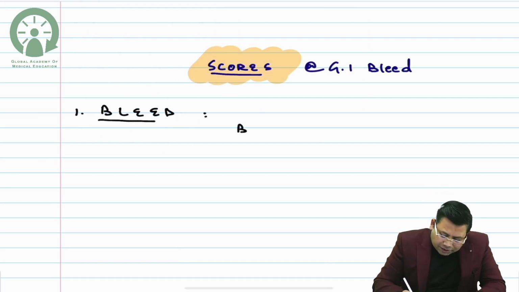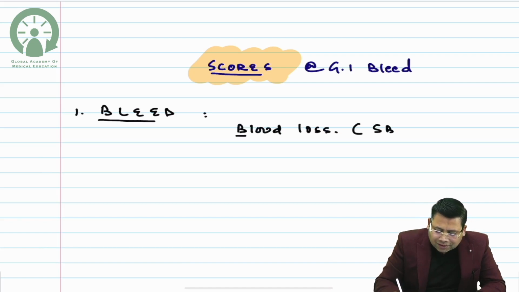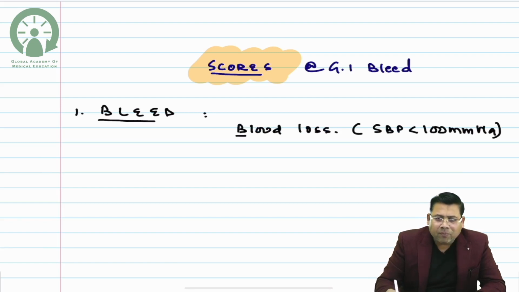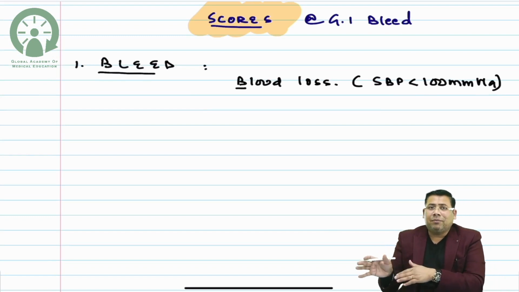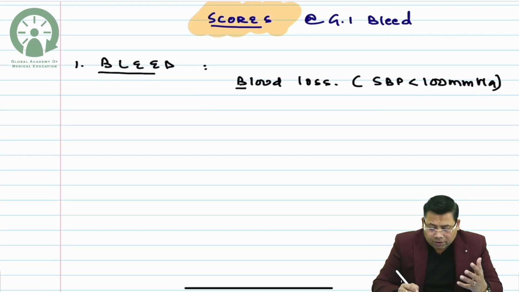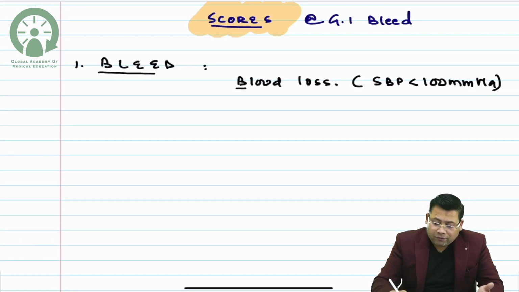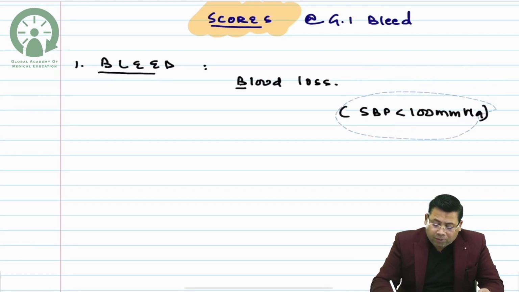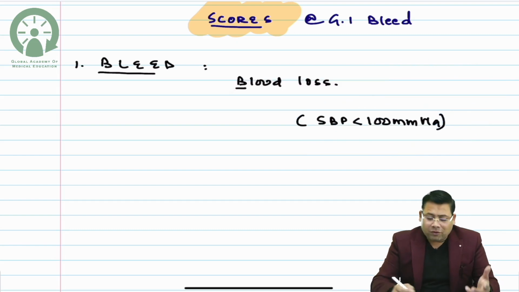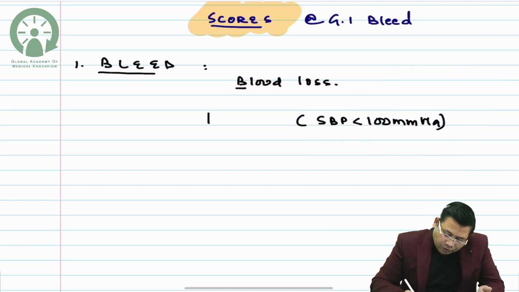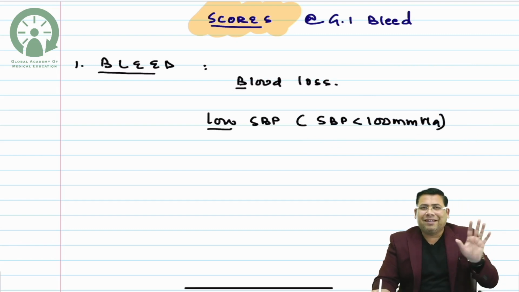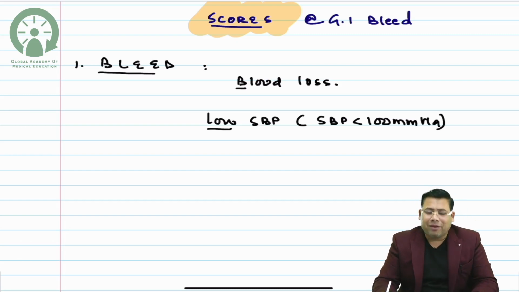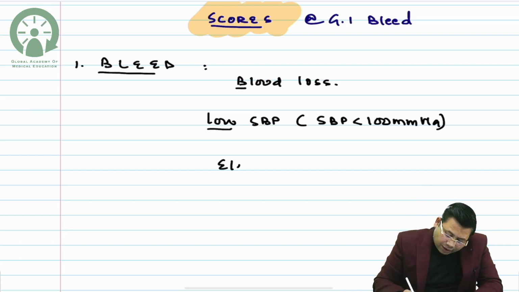B stands for blood loss. How do you document blood loss? Students, the classical way is systolic BP less than 100 mmHg, deciding that the blood is falling. So we see evidence of blood loss, and then L stands for low systolic BP. So one is the episode where the patient tells of blood loss, and how is it documented? Low systolic BP. Then E stands for elevated INR.